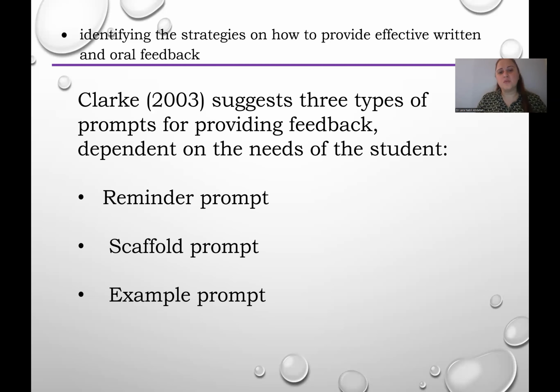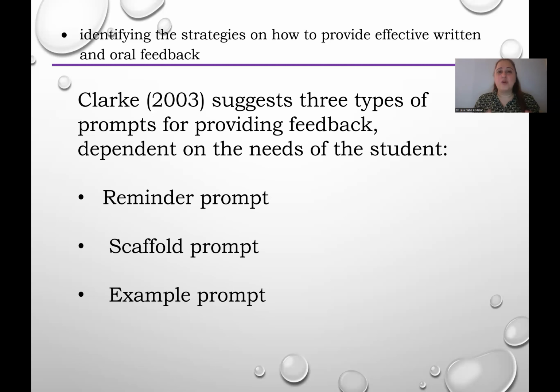The last one, which is the example prompt. When do I use the example prompt? I use it when I feel the students are completely lost. They started, for example, to balance equations in chemistry, and they didn't know anything about looking into the numbers in order to equalize them on both ends.